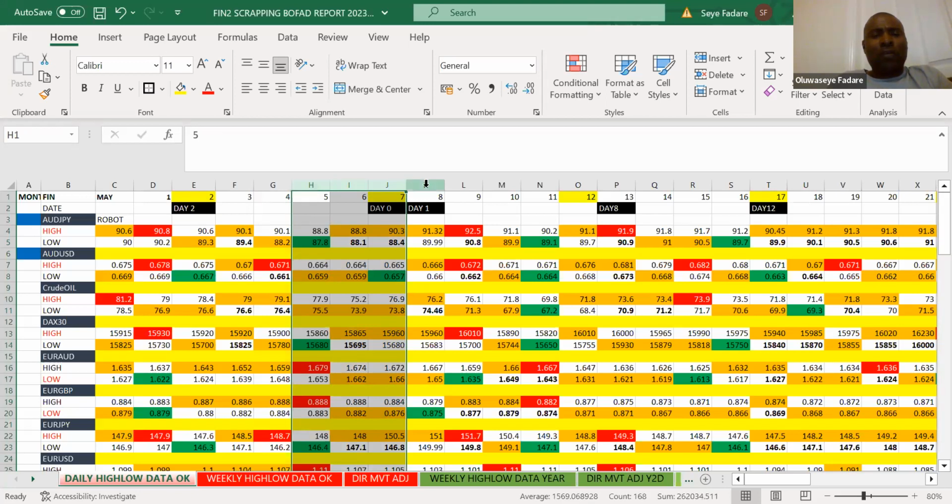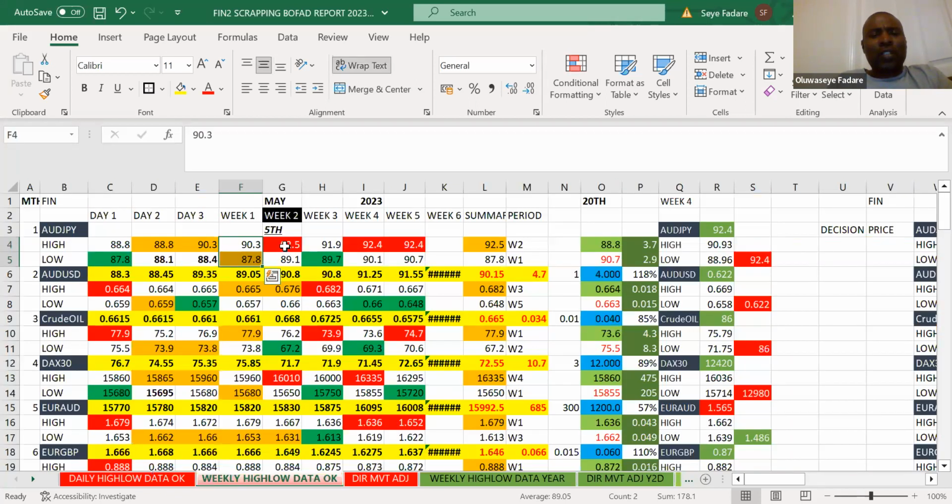So let's look at our week 2. Our week 2 is from here to this point, as you can see. What is our highest? Our highest is 92.5, as you can see here, and our lowest is 89.1, which is this green. So we have 92.5 and 89.1, and those are the two.